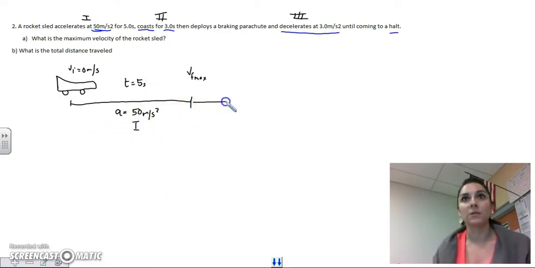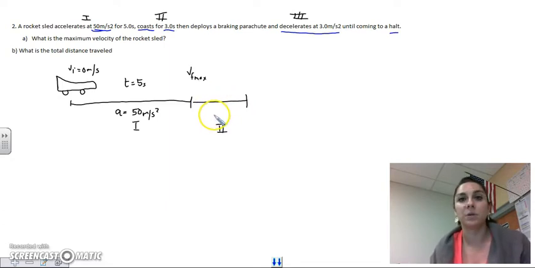Then the rocket car is going to coast for 3 seconds. I'm not drawing this to scale, by the way. I am just picking some random distances here. Coasting, again, no acceleration. So we're going to have 0 acceleration. Not necessary to write this, but I'm just going to be really specific here. And I have a time here of 3 seconds.